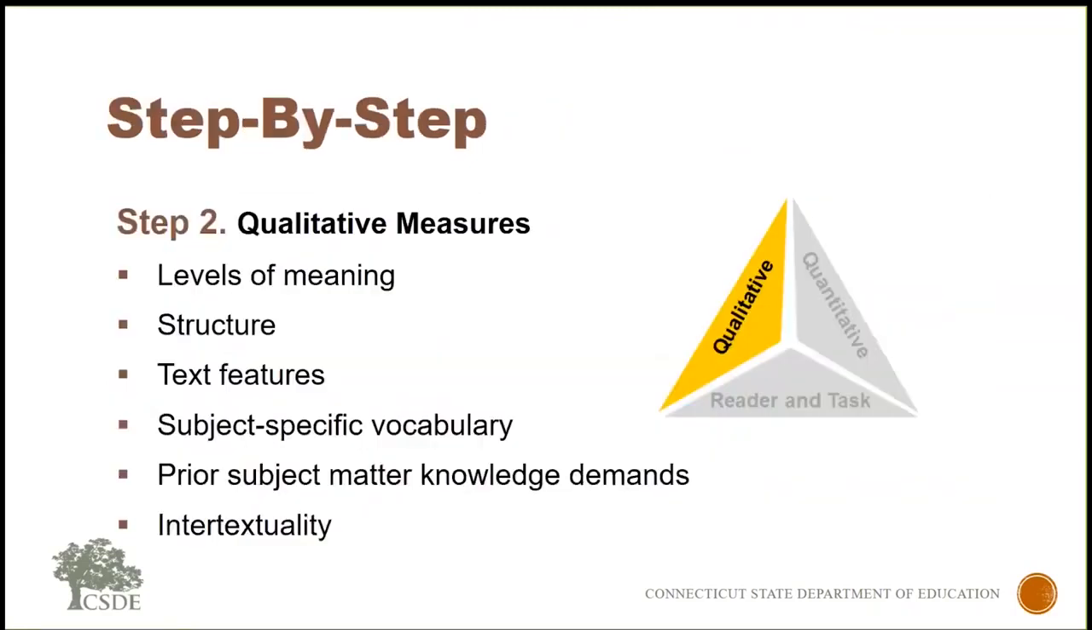Step 2 is a little more involved and can be done alone or collaboratively. It requires teachers to consider various aspects of a text, such as the purpose, structure, language, and knowledge demands. Using the rubric designed for literary and informational texts makes this portion of the process much easier for educators.